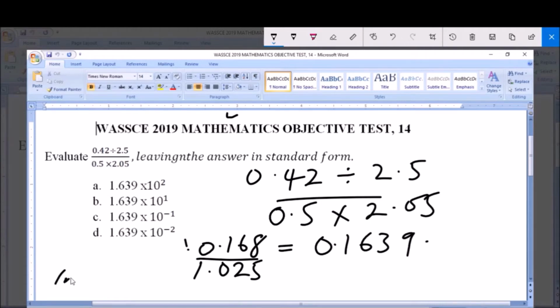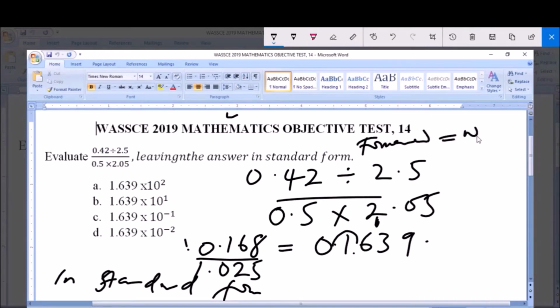So in standard form, this is what we'll have. You move the decimal point here once, so this is 1. If you are moving it forward, the power will carry a negative sign. If you are moving it backward, it will carry a positive sign. So forward is a negative sign, and backward is a positive sign.